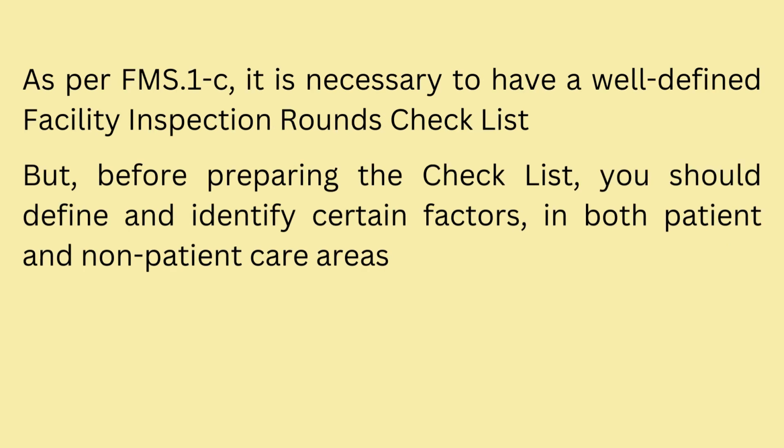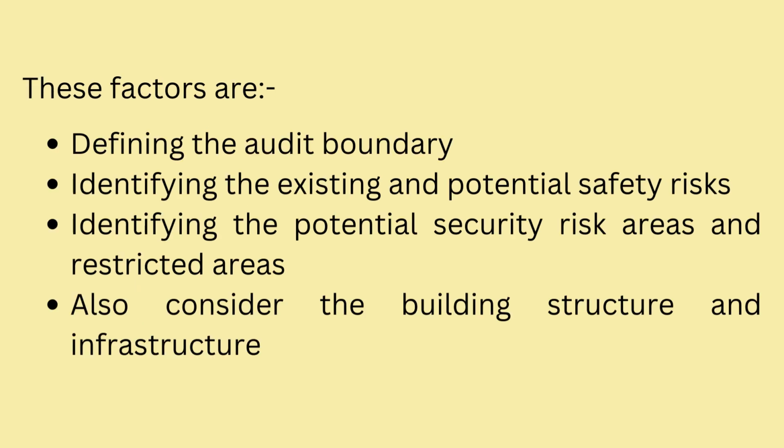As per FMS.1C, it is necessary to have a well-defined facility inspection rounds checklist, but before preparing the checklist, you should define and identify certain factors in both patient and non-patient care areas. These factors are: defining the audit boundary, identifying the existing and potential safety risks, identifying the potential security risk areas and restricted areas. Also consider the building structure and infrastructure.